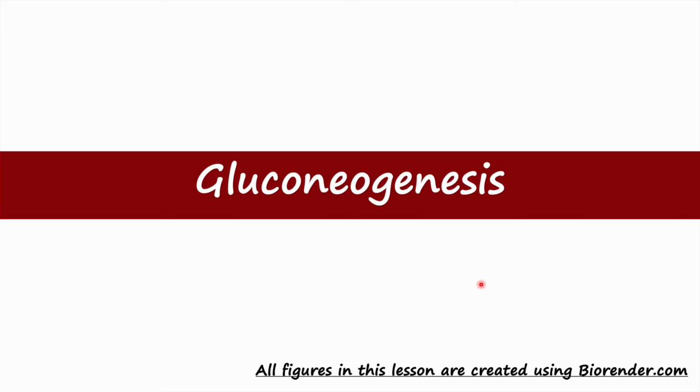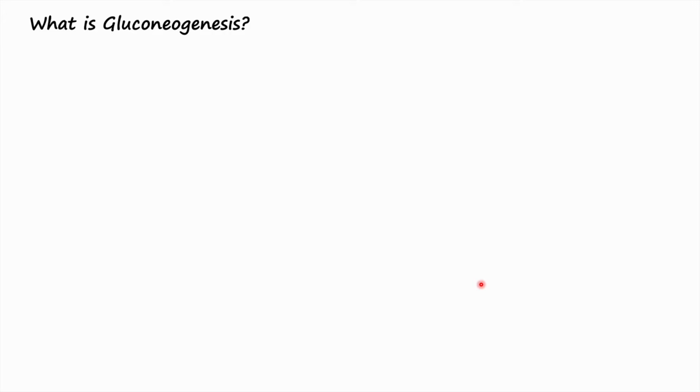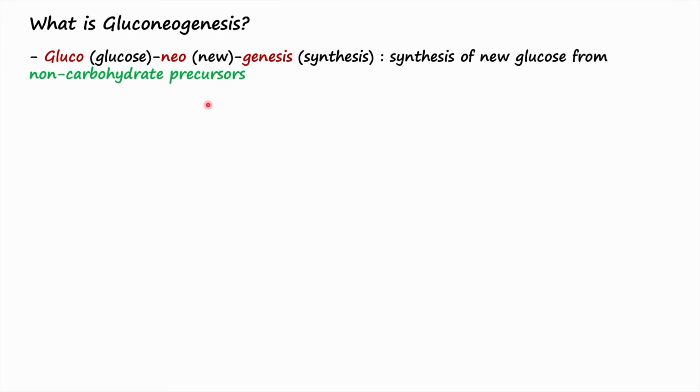Hey everyone, in this lesson we are going to learn about gluconeogenesis. So what is gluconeogenesis? If we break down this word, gluco means glucose, neo means new, and genesis means synthesis. So gluconeogenesis basically means synthesis of new glucose from non-carbohydrate precursors.